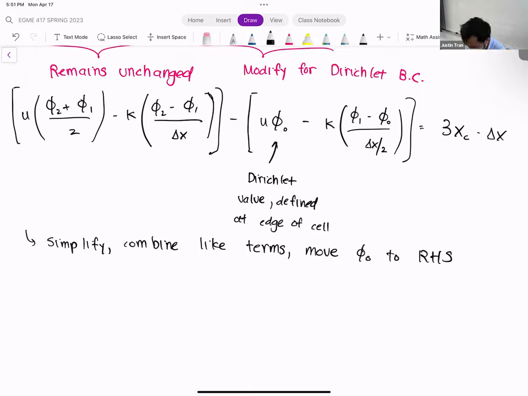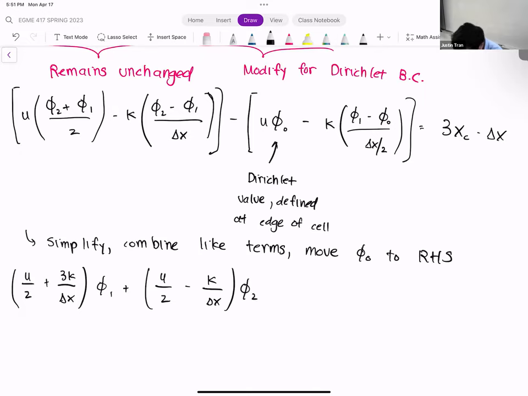So if we do that, I'll give you the symbolic expression for it, and then we'll plug in the numbers. If we do that, we get u divided by 2 plus 3k over delta x times phi 1, plus u divided by 2 minus k divided by delta x times phi 2. Okay. All this is equal to 3 over 4 x sub c plus u times phi naught plus 2k phi naught, all divided by delta x.